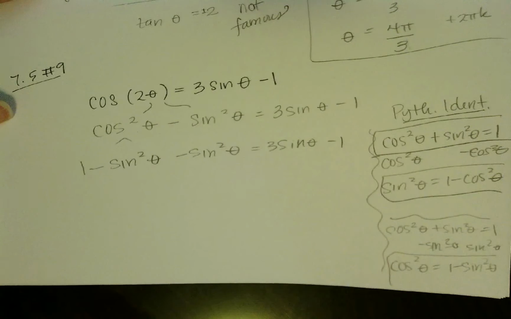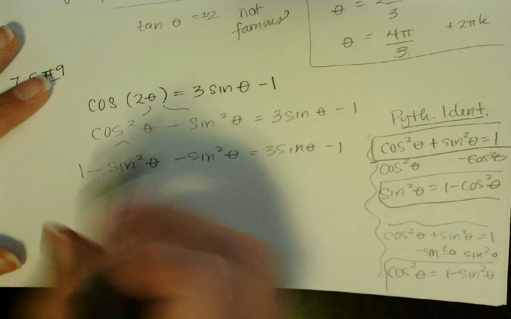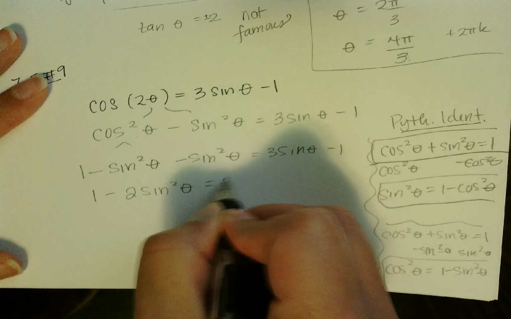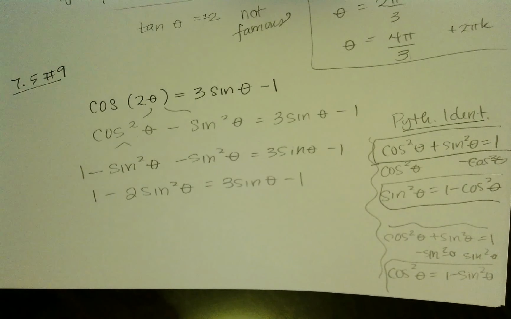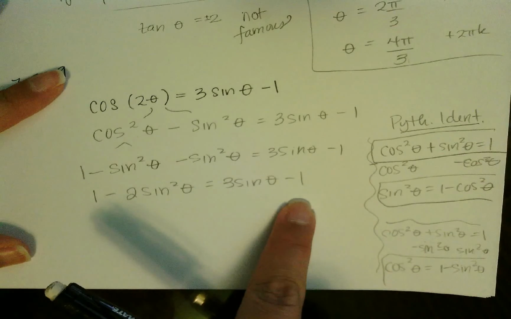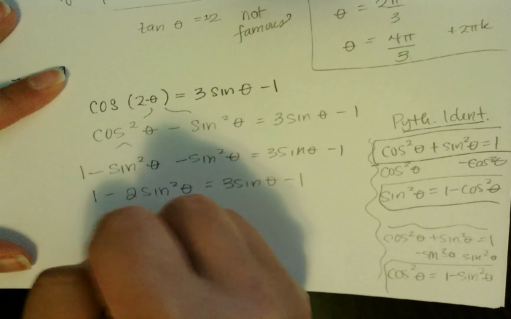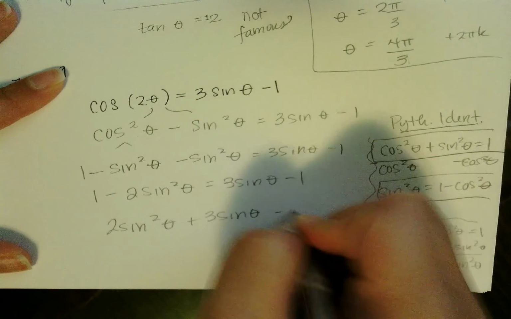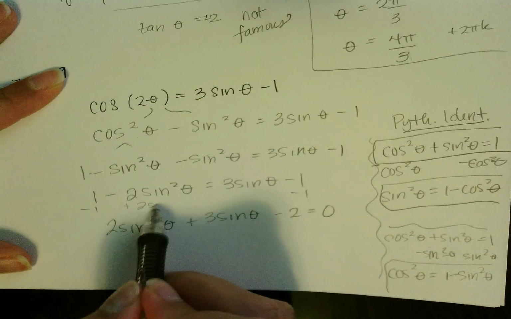Now we can clean this stuff up. Okay. I have 1 minus 2 sine squared theta. You can add the same things. So I added those guys together. There's 2 of them. Okay. And I'm going to get it equal to 0 because you have an exponent. So I'm actually going to move these over to the right because I want my highest degree to be positive. So I have 2 sine squared of theta plus 3 sine of theta minus 2 equals 0. So I minused 1 over and I added this over.